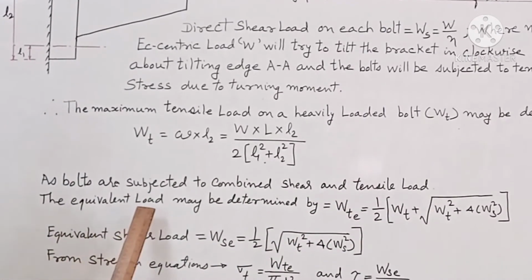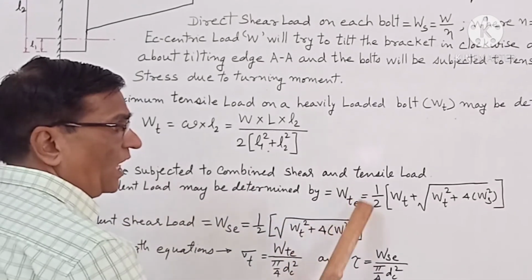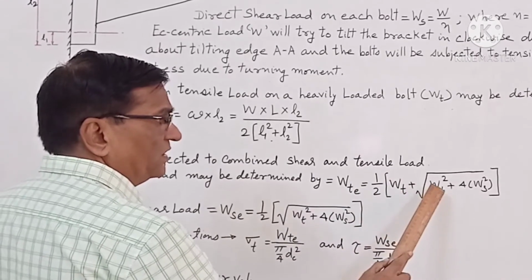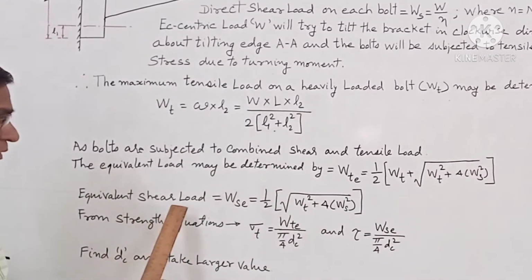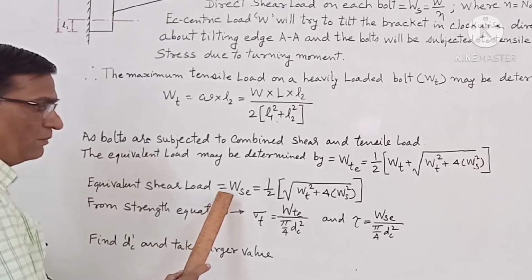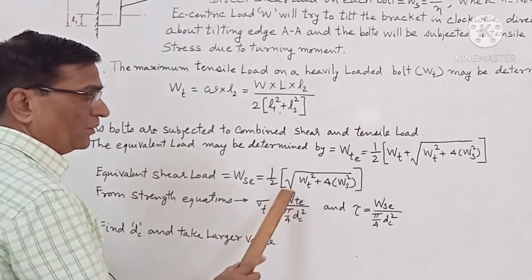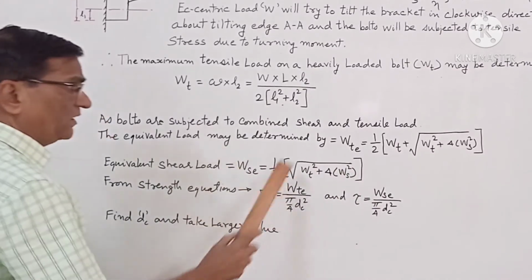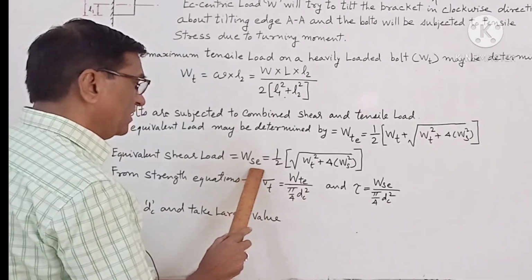So the equivalent tensile load may be determined by Wte is equal to half in the bracket Wt plus root Wt square plus 4Ws square, and equivalent shear load Wse is equal to half in the bracket root Wt square plus 4Ws square. From these equations we can calculate the value of Wte and Wse.